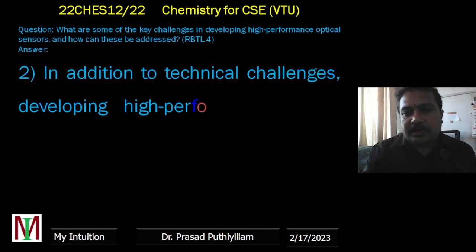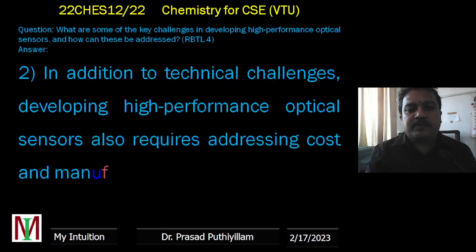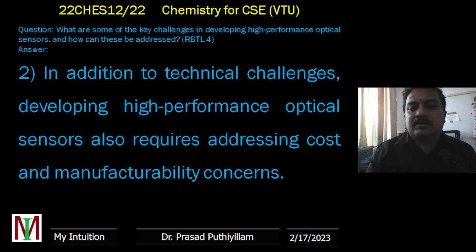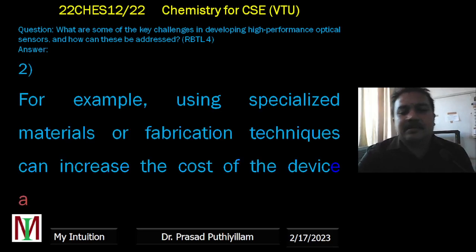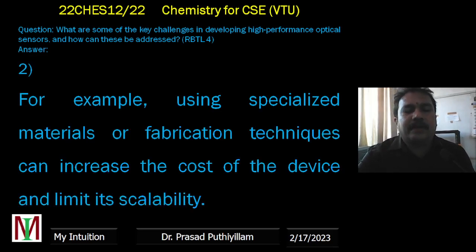In addition to technical challenges, developing high-performance optical sensors also requires addressing cost and manufacturing concerns. Somebody has to fund it, and they have to provide better equipment to do the work, and manufacturing difficulties have to be taken care of. Then even I can develop very high-performance optical sensors. Just a joke. It needs high stability, and high performance means it will be more costly.